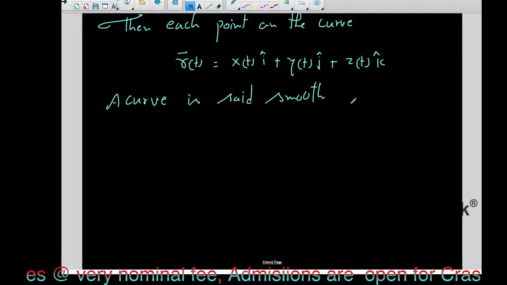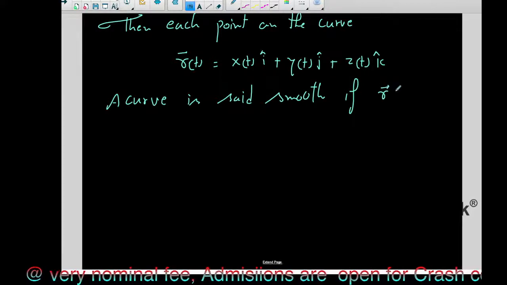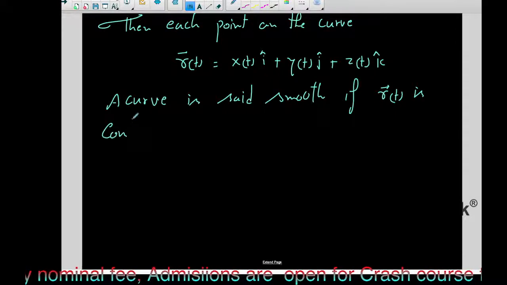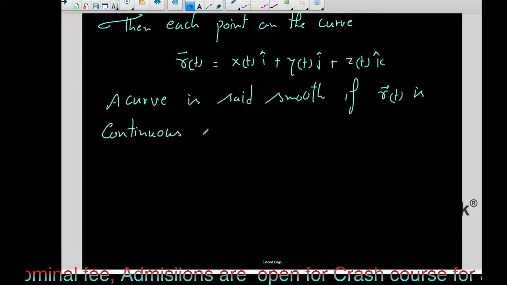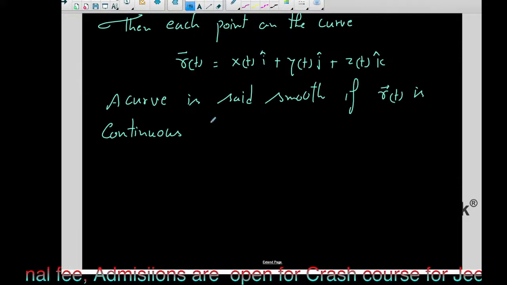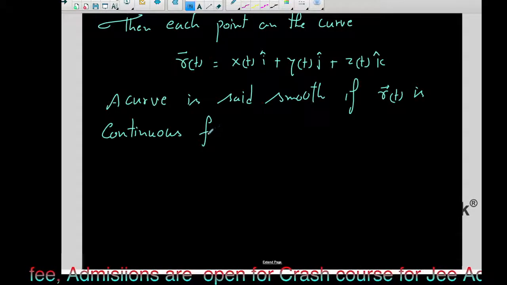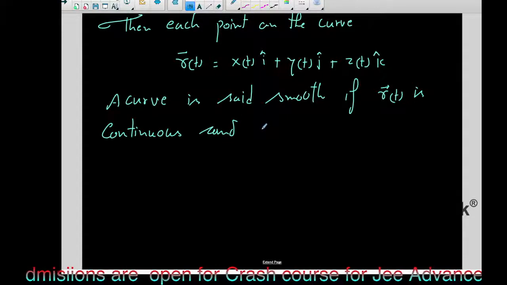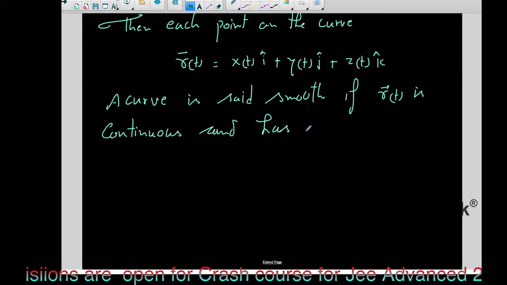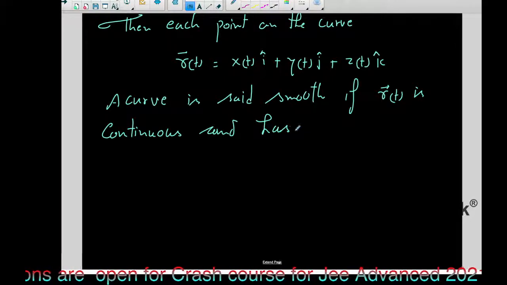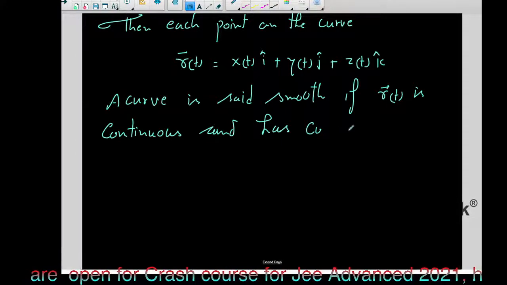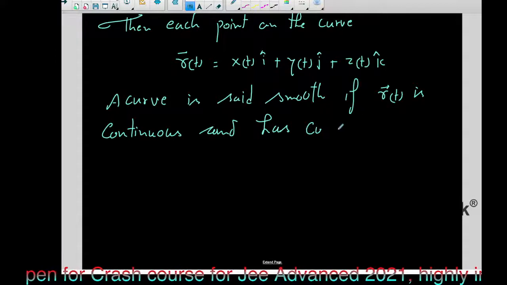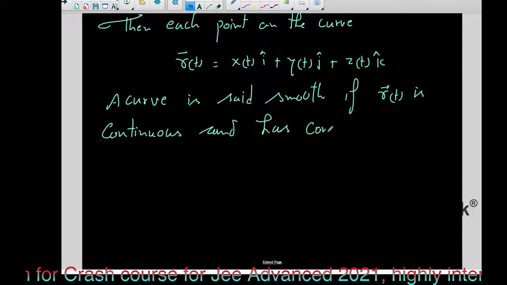So let me write here: smooth if the function r(t), in the vector form we have to write, is continuous and has continuous first derivative. Why I am writing it like this, you will get the idea after a while. A function is said to be smooth. This is what I've written: r(t) is continuous and has continuous first derivative.